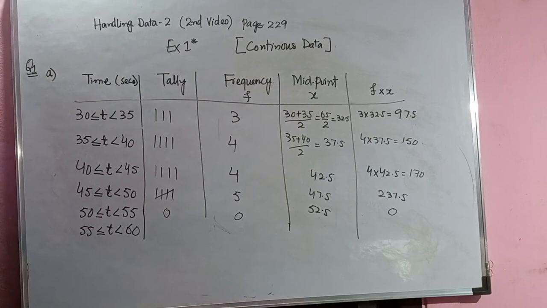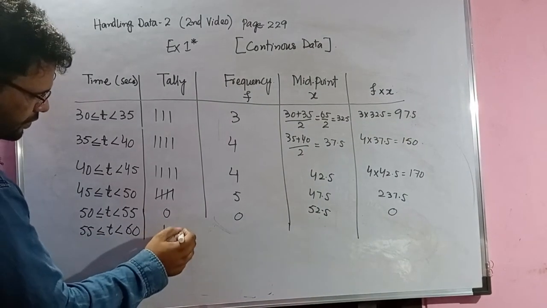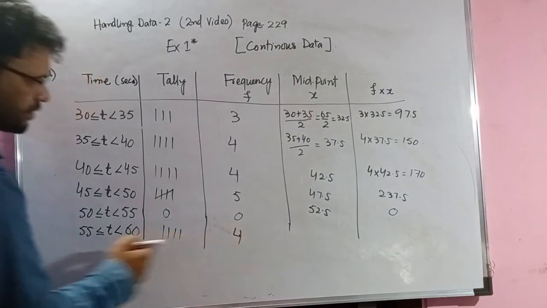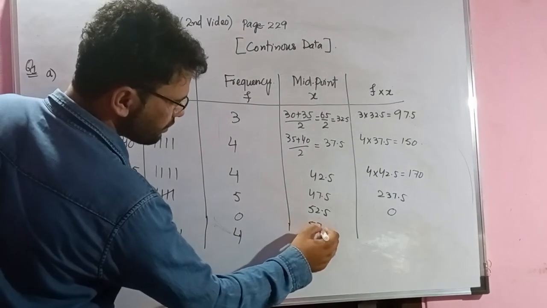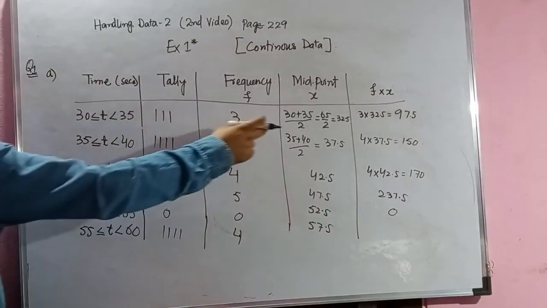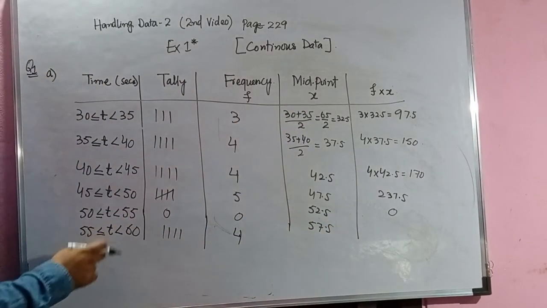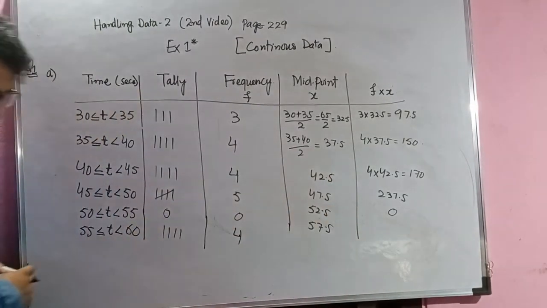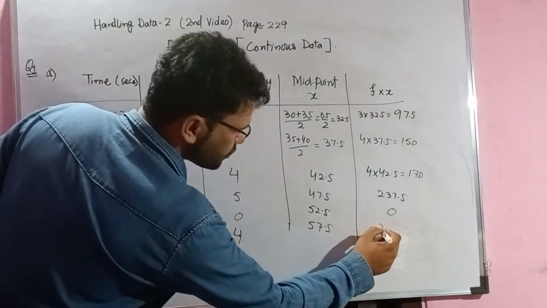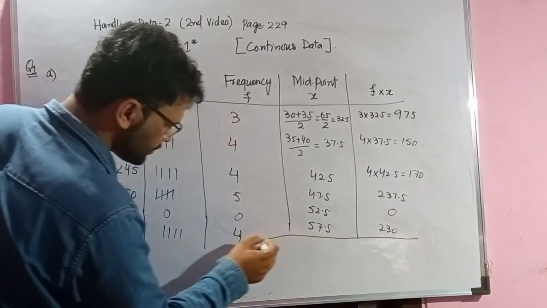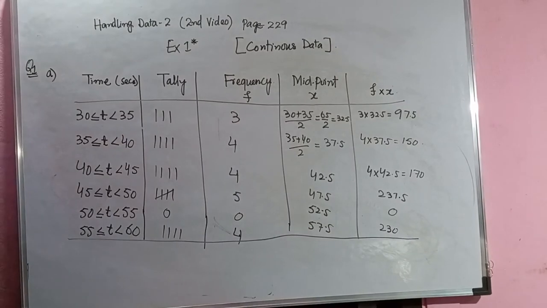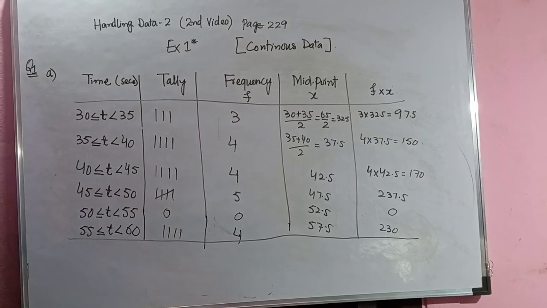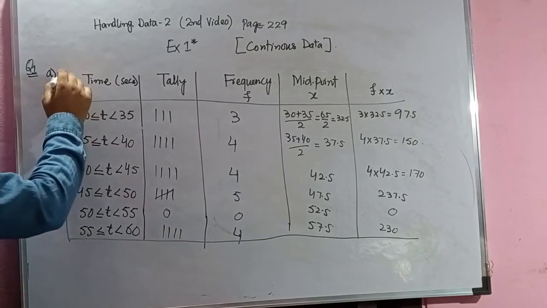Now the last class, there are 4 values that lie in this class. So 4 is the frequency, and here you will get 57.5 as the midpoint, 55 plus 60 divided by 2. Then 4 into 57.5, that is f into x. You will get 230. So this is the table. This is tally, this is frequency, this is midpoint, this is f into x.